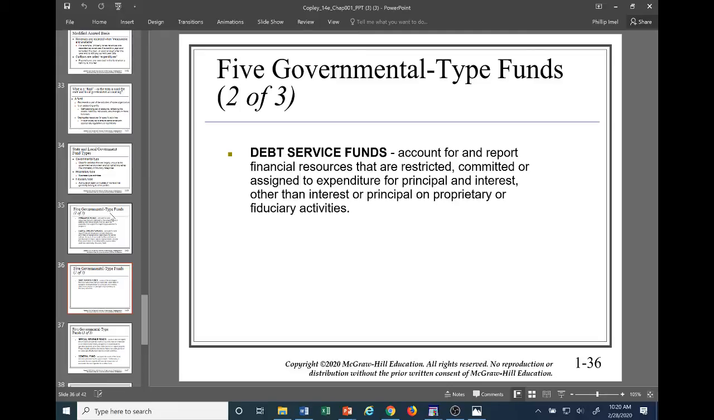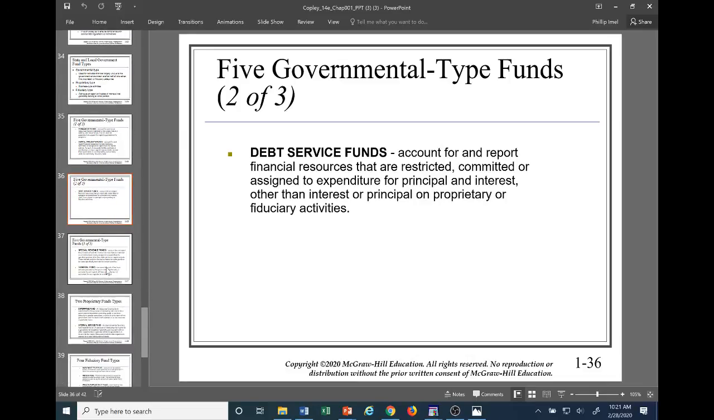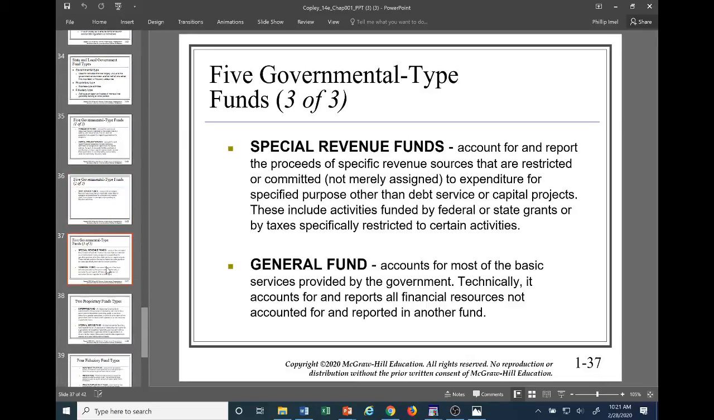payments, right? Revenue is recognized in governmental funds when it's measurable and available. Right, and available is within 60 days of the year-end. Okay, so now let's go on to the other one, special revenue funds.